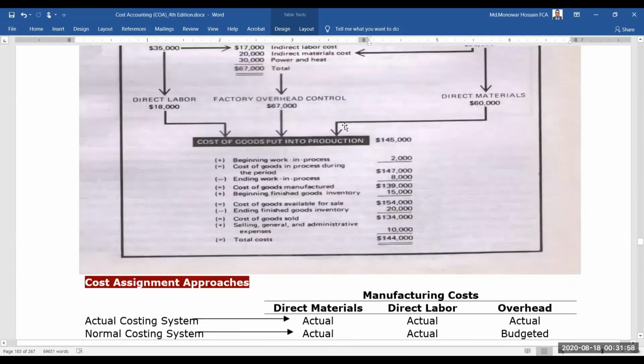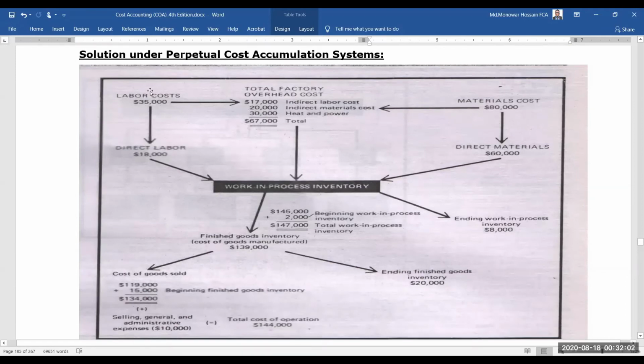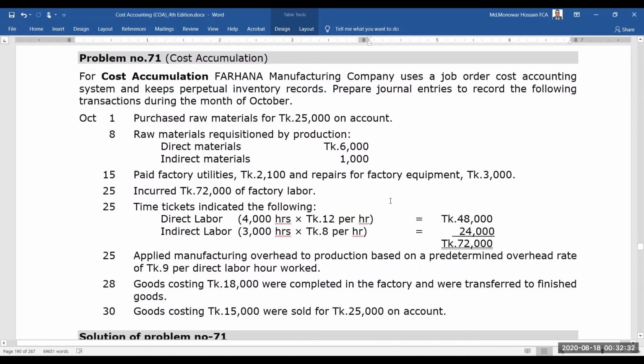So this figure, if we put in our perpetual cost accumulation system, then total cost would be here. Look here, total cost of operation 1,44,000. Okay, so one example, that is problem 71, cost accumulation.